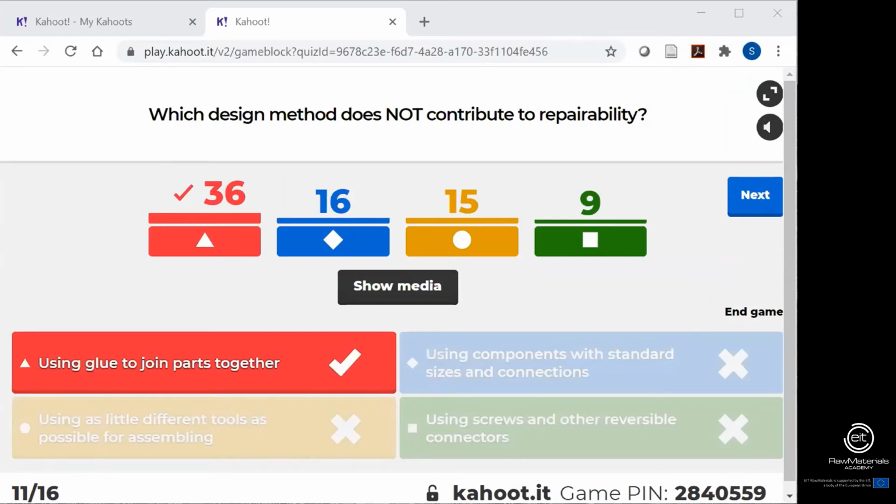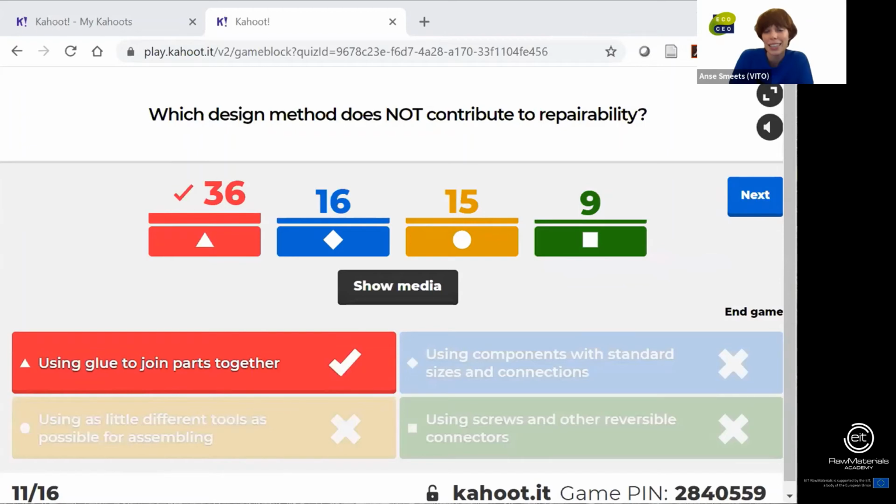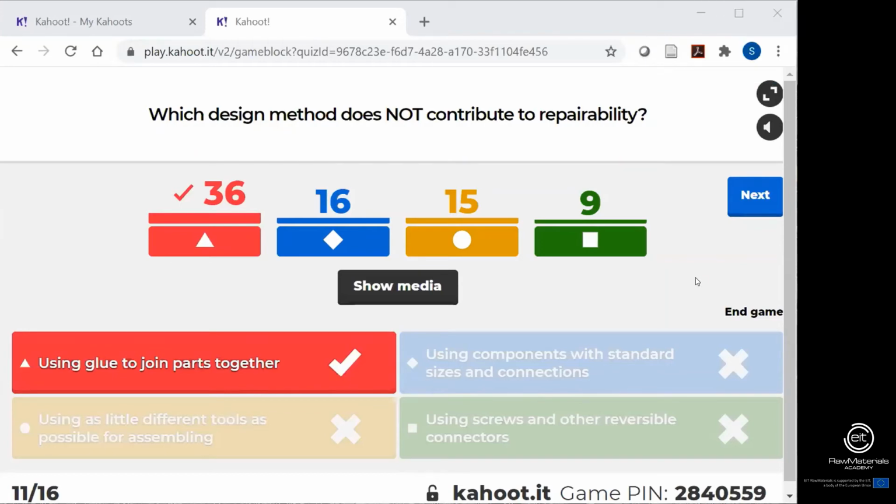Okay, I think most of you got it absolutely right. Indeed, the answer is using glue, because when you're using glue, it's typically difficult or even impossible to disassemble different parts later on when we want to repair or sort different materials for recycling. Instead, it's much better to use screws or other reversible methods to join parts together so they can be disassembled in an easy way. And of course, the best option is to just use standardized screws that you can use with any screwdriver.